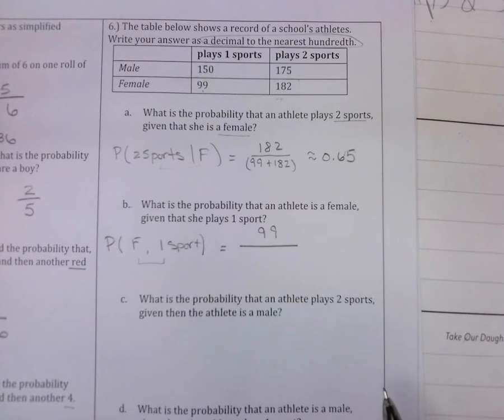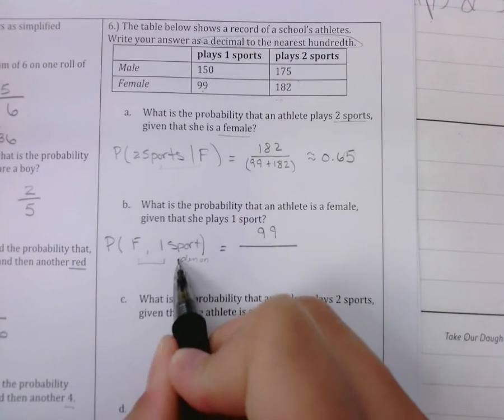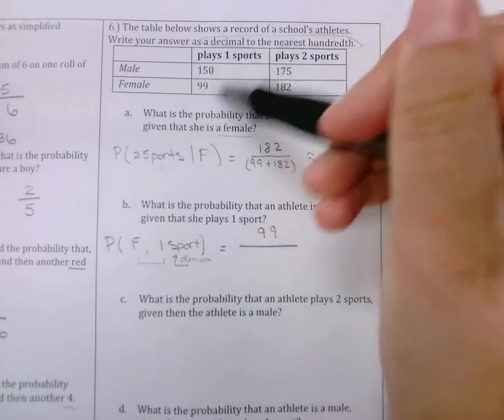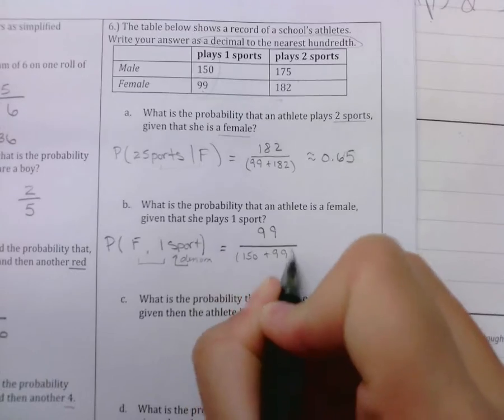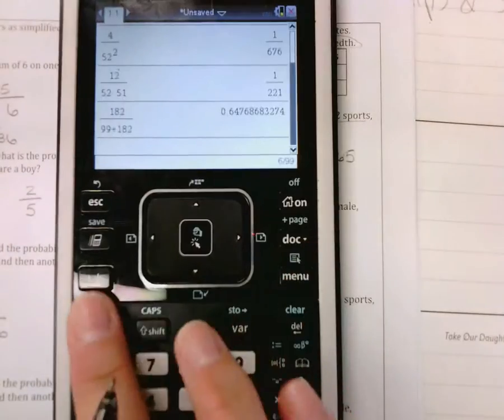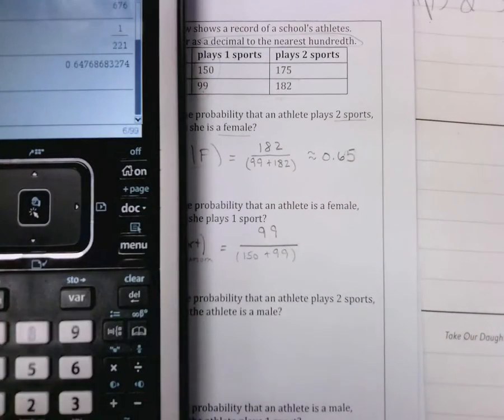And how'd you get that? 150 plus 99. Yeah, so our denominator is just the 1 sport people. It's 249. Sorry. So put that in your calculator. We got 99 over 150 plus 99.